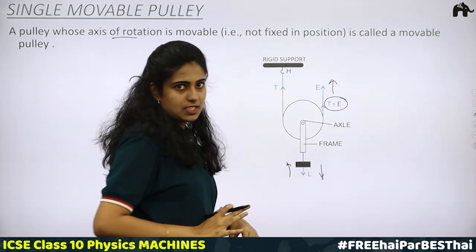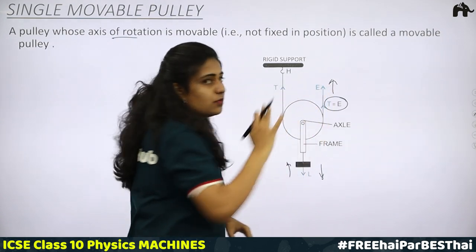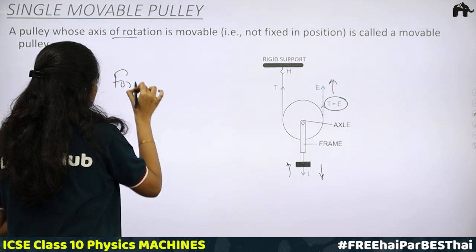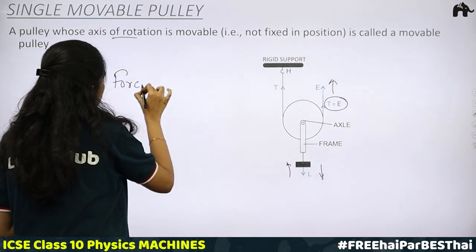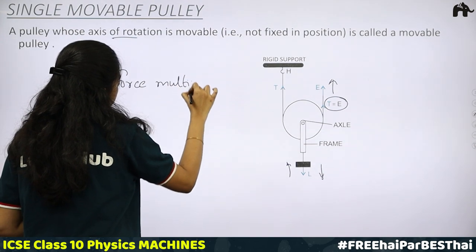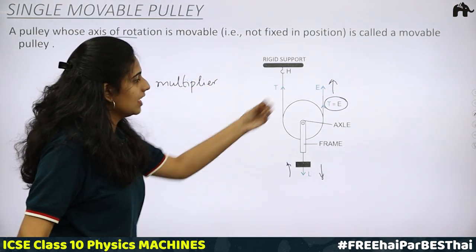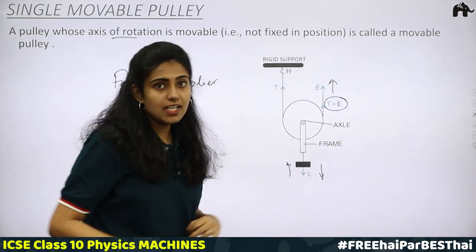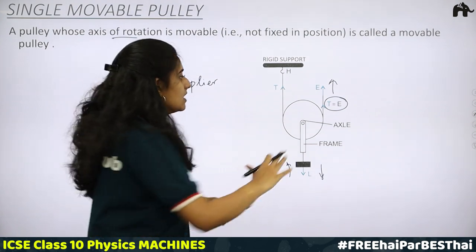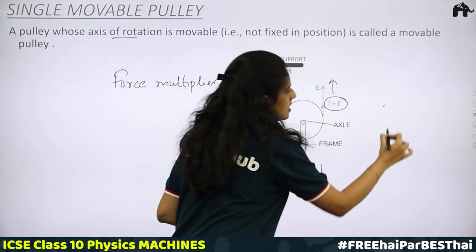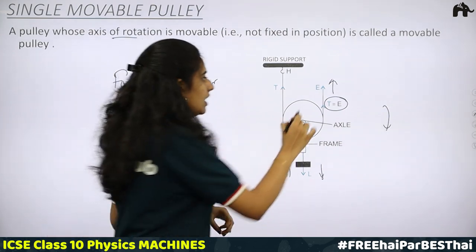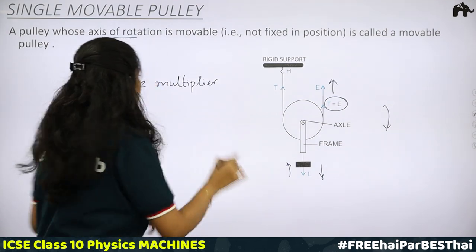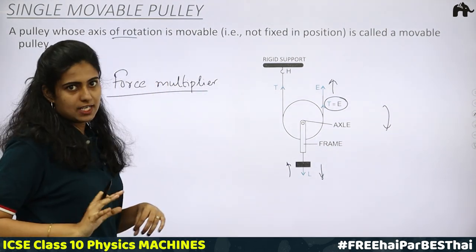Here what you have to remember is, we will have to apply less force compared to the load. Why? Because in this case, this single movable pulley is a force multiplier. With a less force, more effect can be produced. In the previous case, to apply force in a convenient direction, we used a single fixed pulley. Here, it is not the convenient direction. We know the convenient direction is downward, but here we are applying force in the upward direction. So, not a convenient direction, but the system will act as a force multiplier.